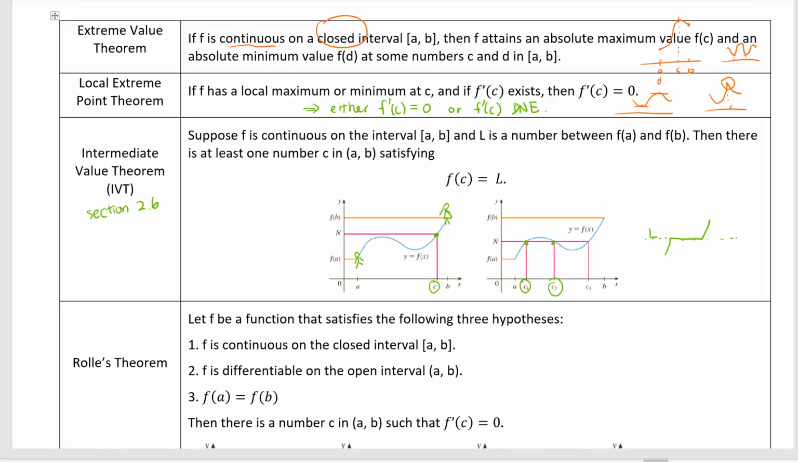In order to use the Intermediate Value Theorem, you verify the hypotheses of the theorem, and then we can draw a conclusion. The hypotheses are, first, f is continuous. Second, L is a number between f(a) and f(b). Usually if we want to show a function has a root, then L is 0. That's why you want to pick a number a such that f(a) is positive, and another number b such that f(b) is negative. Then the conclusion: there is at least one number c such that f(c) equals L. So we have two hypotheses and a conclusion.